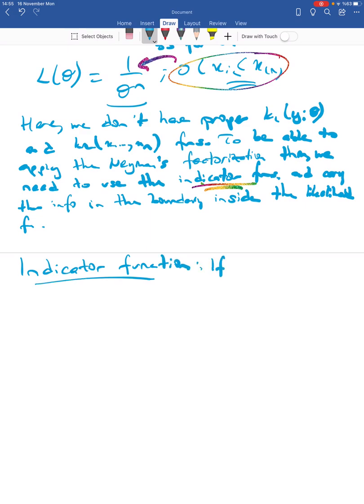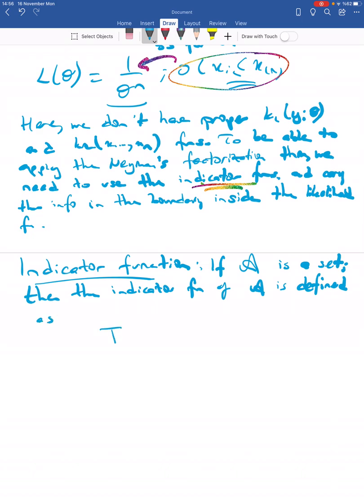Okay, so if, let's say, this A, capital A, is a set, then the indicator function of this A is defined as indicator function I. Okay, I shows us an indicator function that's based on this set A. So it will take value 1 if our x is inside. So let me put x also here. Our x is in this set. Okay, 0 if it is not in this set.